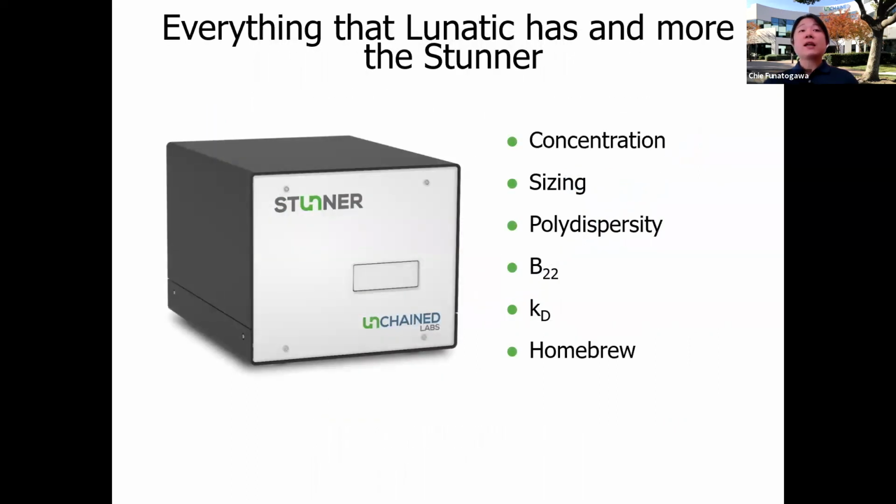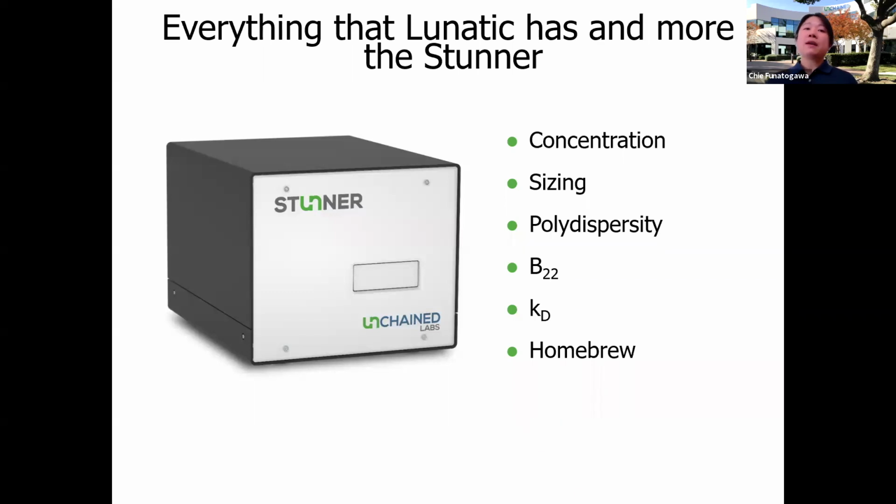The Stunner instrument is essentially everything the Lunatic instrument has in the sense of the absorbance section of it. So it can measure the concentration with a very similar software. Actually, the software for the Lunatic and the Stunner is integrated, and it looks the same essentially. However, the key difference with the Stunner is that you can measure dynamic light scattering with it also. It has a DLS system inside. What that allows you to measure is the sizing, so the hydrodynamic diameter and the polydispersity of your samples.